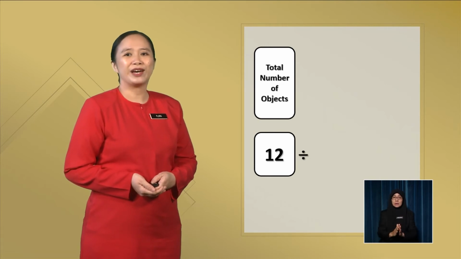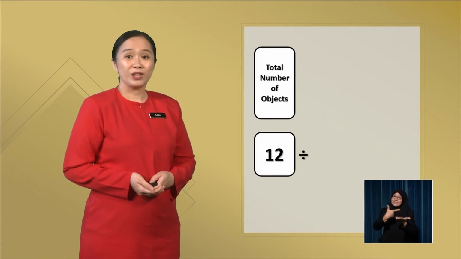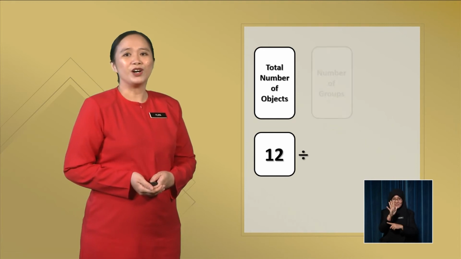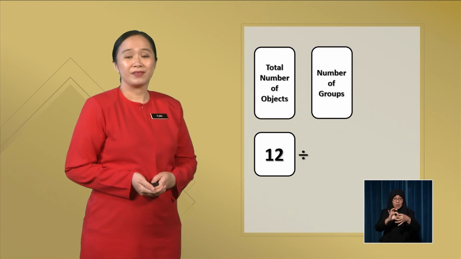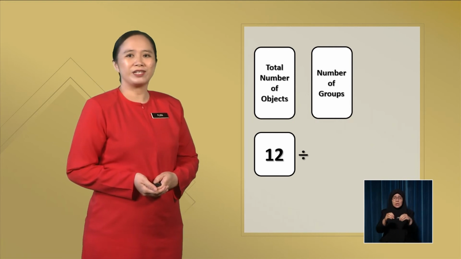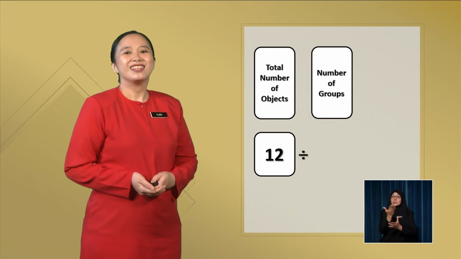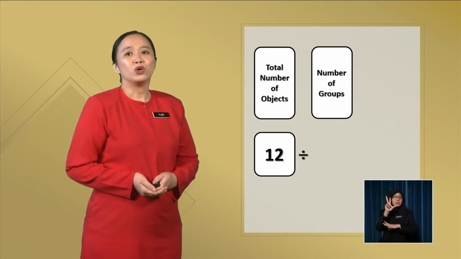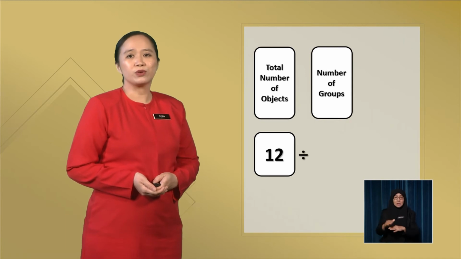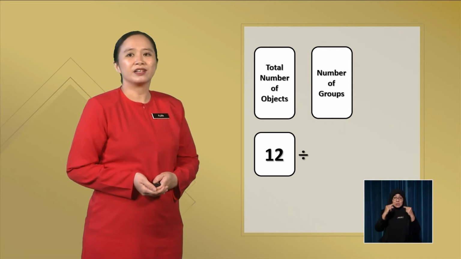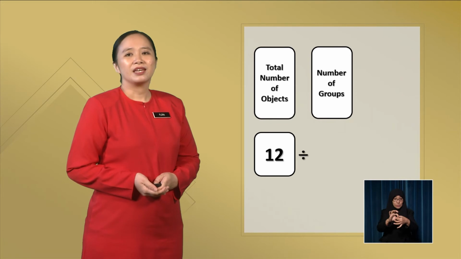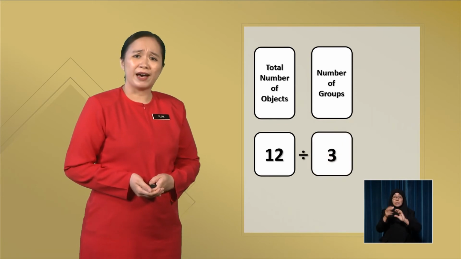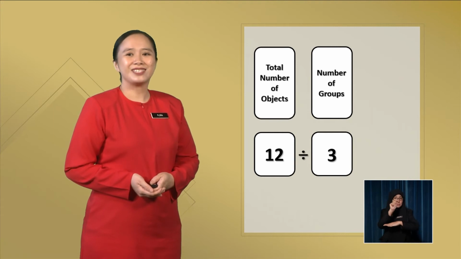What should we write next? Wow, you're very smart. The number of groups. How many groups were there? Exactly. There were 3 children, which means 3 groups of chocolate milk cartons. Write the number 3 followed by the equal symbol.